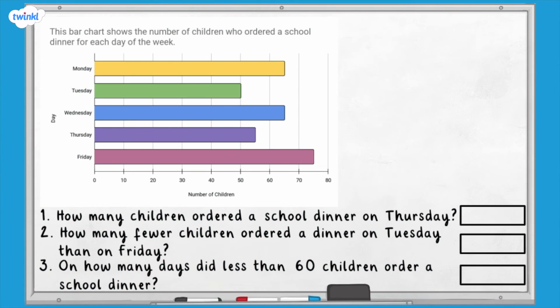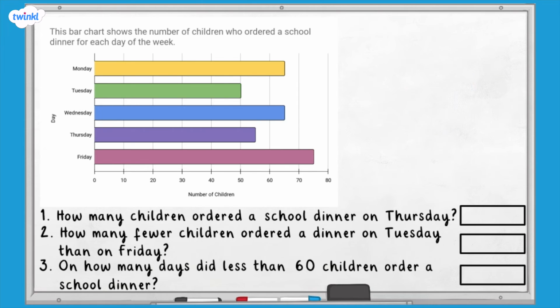Question 1. How many children ordered a school dinner on Thursday? Question 2. How many fewer children ordered a dinner on Tuesday than on Friday? Remember, fewer means a smaller quantity or amount. In maths, it means a lesser value. Question 3. On how many days did less than 60 children order a school dinner?